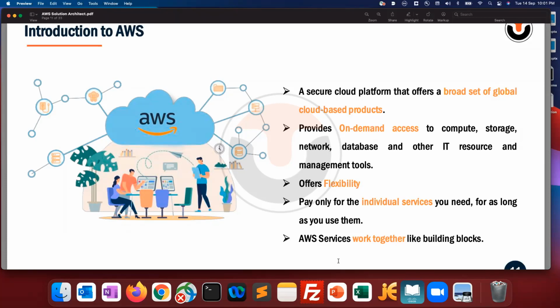AWS services work together like building blocks. You may have multiple AWS services, and you can glue them together to build your solution. See, this training session is all about architecting. There are various services. How do you glue them all together to build your solution? And how do you architect it?